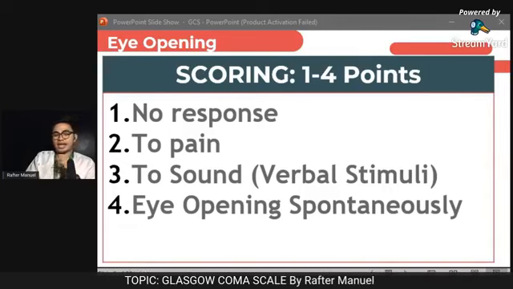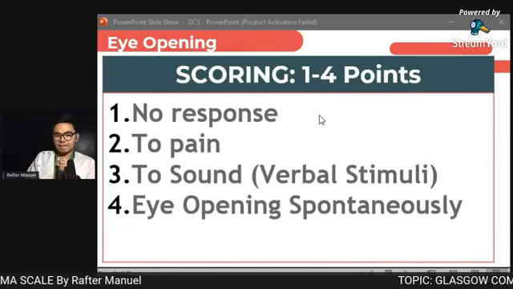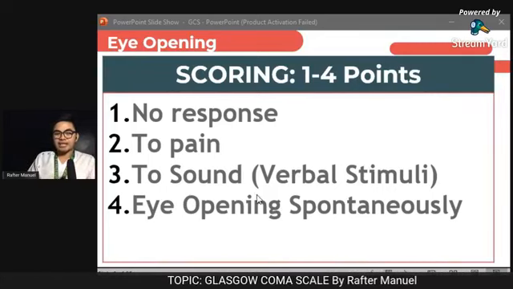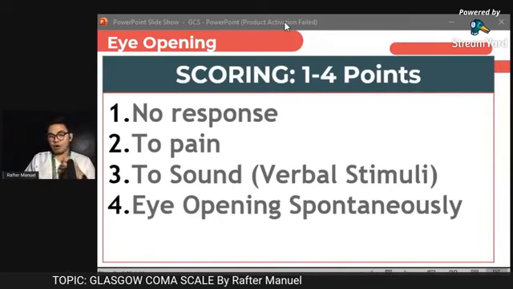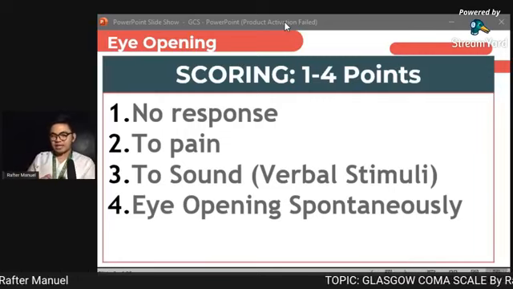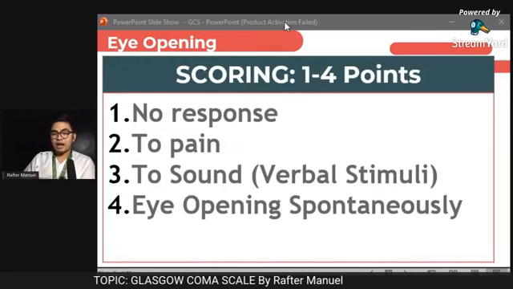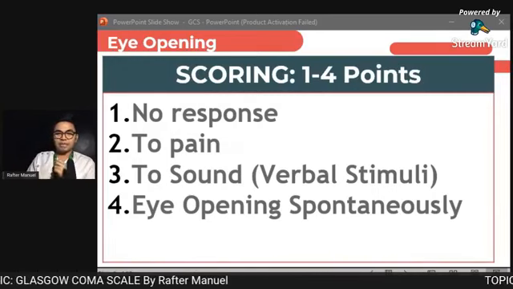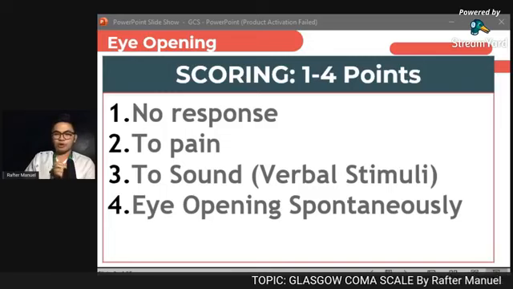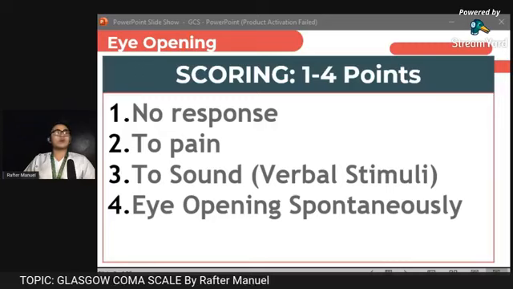And if you do have limiting factors like what I have mentioned, it is very important for us to document as such. Let's go first to the highest score that we can give to our patient based on the neurologic assessment, which is 4 points, or eye opening spontaneously. If the patient opens his or her eyes spontaneously, without you even talking to that patient, without you introducing painful stimuli, you give that patient 4 points. Without any stimulation, 4 points. Basically, you walk inside the room of your patient and your patient is lying down, looking around.